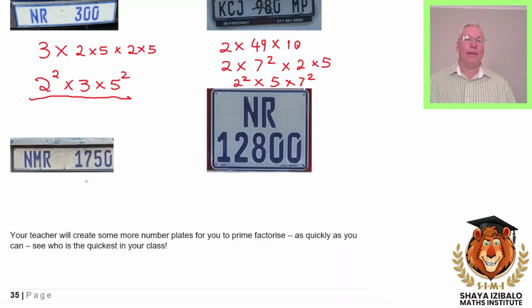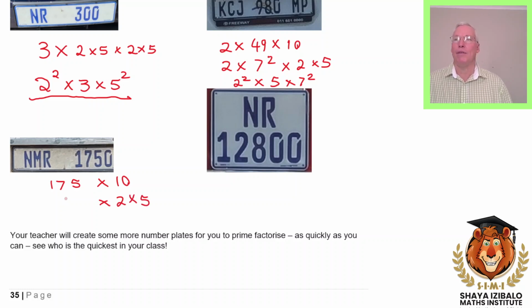Okay, 1750. Let's think about that. Well, obviously we've got 175 times 10. We know what 10 is. We know that 10 is 2 times 5. It's like an old friend. Okay, 175. That is definitely a multiple of 5. Now 5 goes into 175. It actually goes in 35 times. So 175 is 5 times 35. What about 35? Well, 35 is 5 times 7.